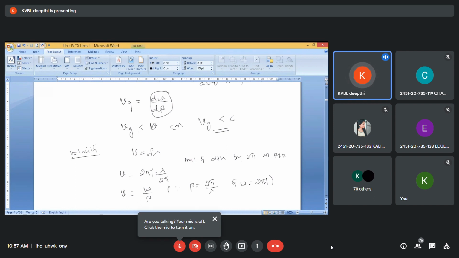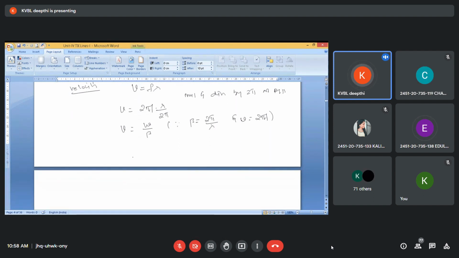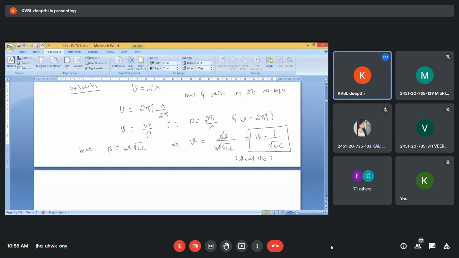But what is beta we got for a perfect transmission line? Just now we have got the answer. What is beta for a perfect transmission line? Beta is equal to omega root LC. So substitute it here. So this becomes V is equal to omega by omega root LC, and then beta ని substitute చేస్తున్నాను. ఇది పోయింది. So velocity is equal to 1 by root LC. So this is the velocity of propagation of an ideal transmission line.